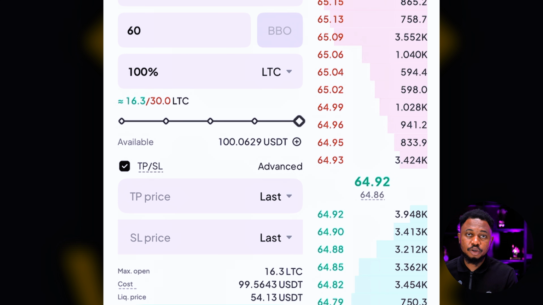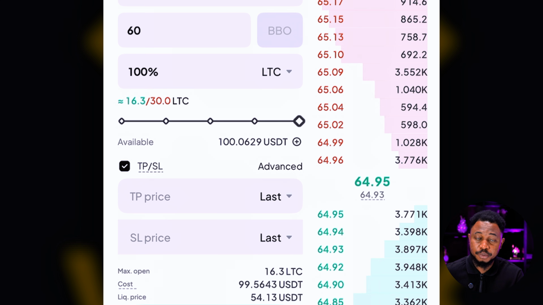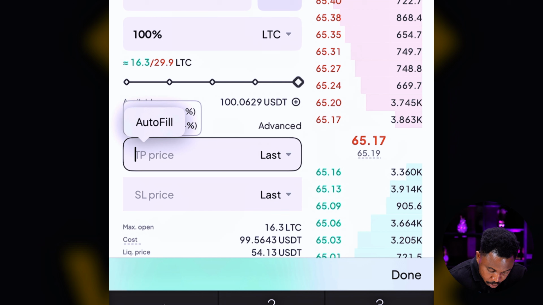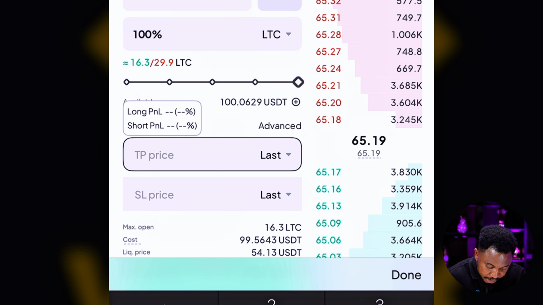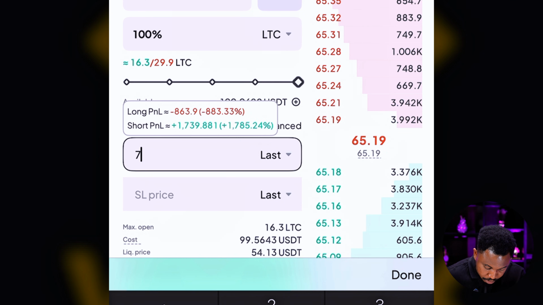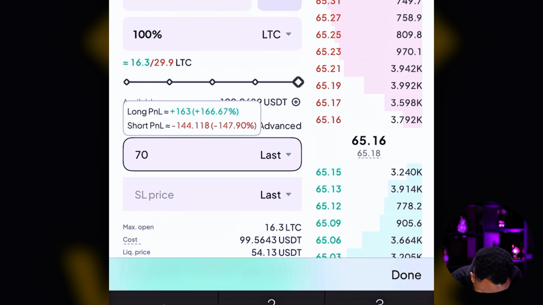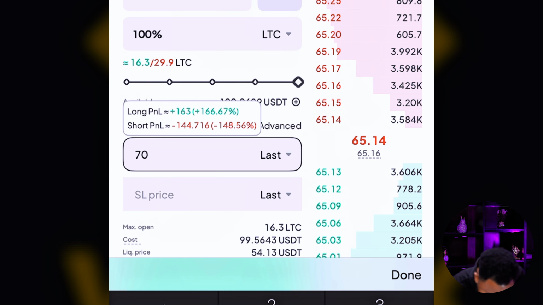Now, what TP and SL does is it sets my take profit and my stop loss. Stop loss is basically saying, okay, this is where if this trade is going against me, I want you to close this trade on loss for me. And take profit is basically telling it that if this trade is going in my direction, please close this trade at this particular price. So if you're online or offline, this is going to happen automatically. So you can basically type your TP. So let's say we are targeting, if this thing gets to $70, close this trade for me, and that should make me 166% if I'm basically going long.